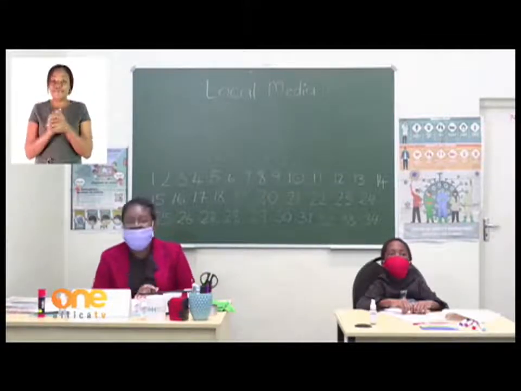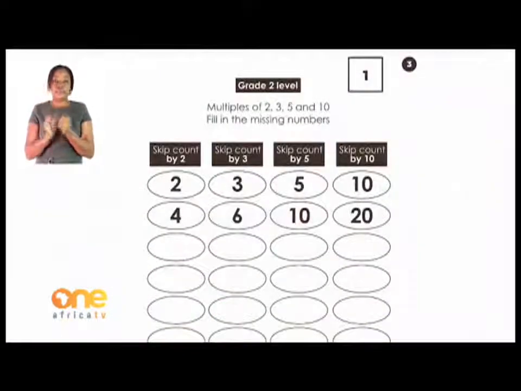Okay, we are on page 3. I'm going to take the grade 2s with me on counting. We are going to count in 2s on the first column. How do we count in 2? They are telling us that we have to skip a number before we come to the next number.